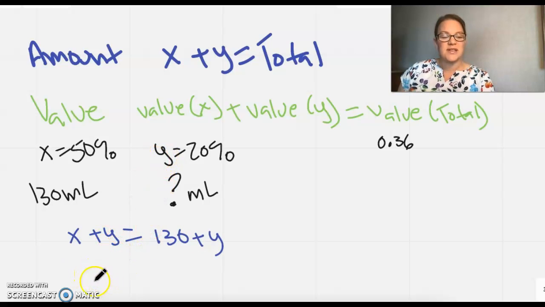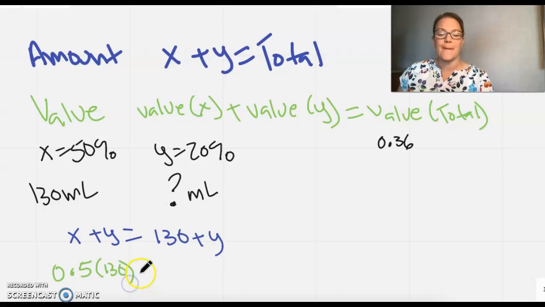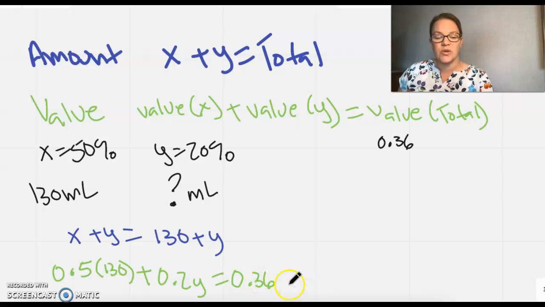The value equation would be the percentage, so 50% or 5/10 times x, which we would usually just write as x, but look, they tell us that's 130, so then I can plug in 130. Plus the y would be 20% or 2/10 times the y, which we don't know, and that will equal the 36% or 36/100 times the total. I'm used to putting a number there, but now I need to write the 130 plus y. See how we plugged that in? The total would be the 130 plus y. Then I can plug that in here.